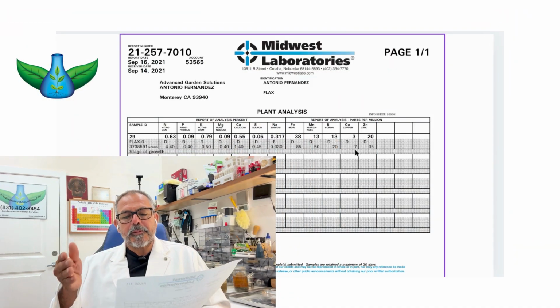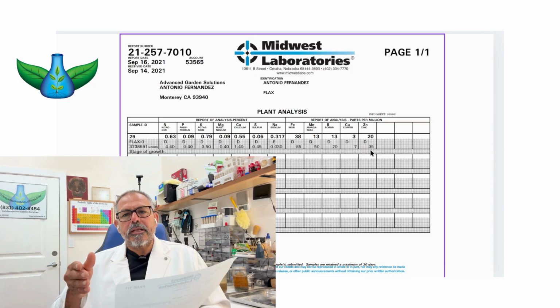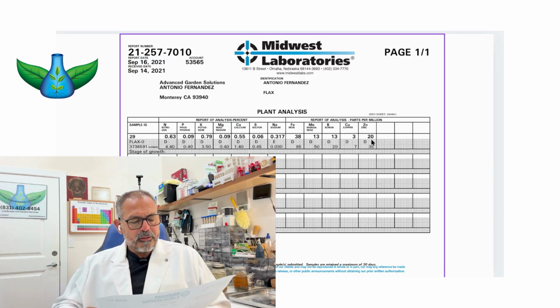One interesting thing I have noticed is that plants within the higher limits of boron are not disturbed or eaten as much by deer. Copper should be 7 parts per million, but we only have 3 parts per million, which is very low. Zinc should be 35 parts per million, and we only have 20 parts per million.